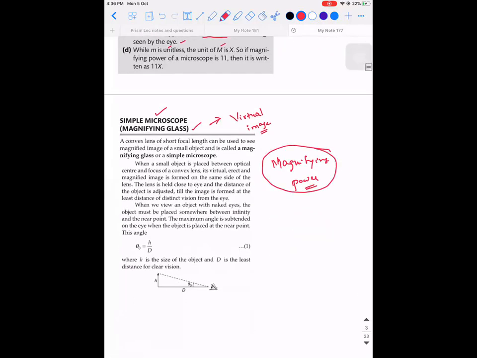So for that, we'll first try to find out the angle subtended at the eye without the help of any optical instrument. So when you have a small object, let's say a pen in your hand, placed between the optical center and the focus of a convex lens, its virtual, erect and magnified image is formed on the same side of the lens. This is an important point I want to ask, but it is given here. So let's hold it. Now I'm reading the next paragraph. When we view an object with naked eyes, the object must be placed somewhere between infinity and the near point.